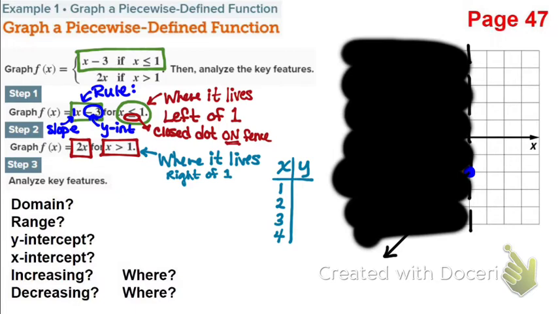And now I need to find my y's. So I'm going to use this rule right here. Here's my rule. So I'm going to take 2 and I'm going to substitute in the value that they gave me for x. What's 2 times 1? 2. So that's the first ordered pair. 1, 2. This is how I found the y part.